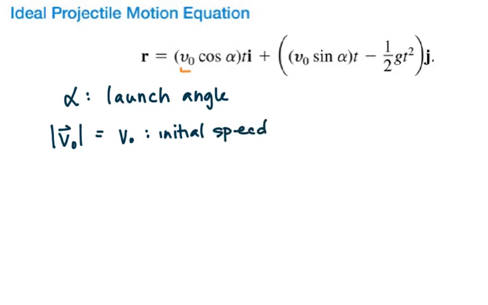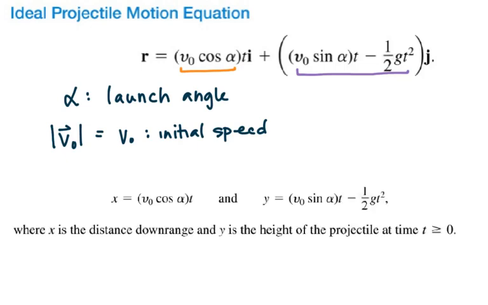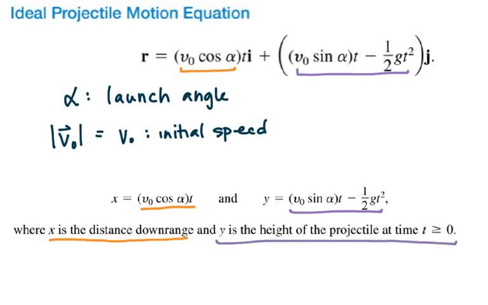And you'll notice we have these two components here. So these are our parametric equations. We see that v naught cosine alpha t gives us x, the distance downrange. And v naught sine alpha t minus 1/2 gt squared represents the height of the projectile at any time. Both of these hold at any time t greater than or equal to 0 after launch.